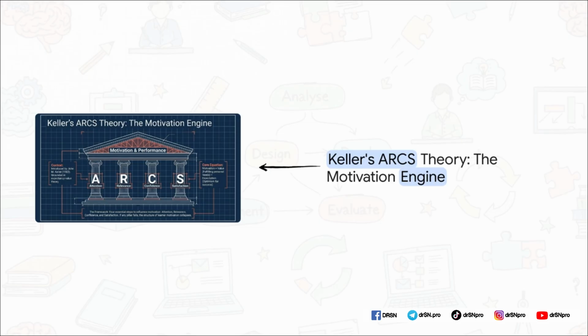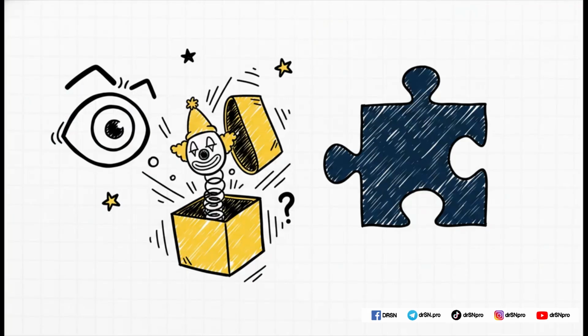Keller breaks this equation down into 4 essential, actionable steps: attention, relevance, confidence, and satisfaction. Let's do a fast-paced feature pitch of this incredible engine, starting with the A. Attention! This is exactly how you initially capture your learner's wandering eyes. It is the absolute prerequisite to learning.